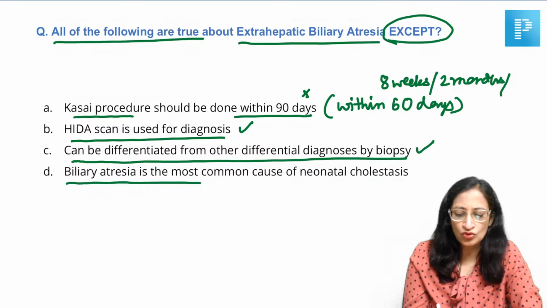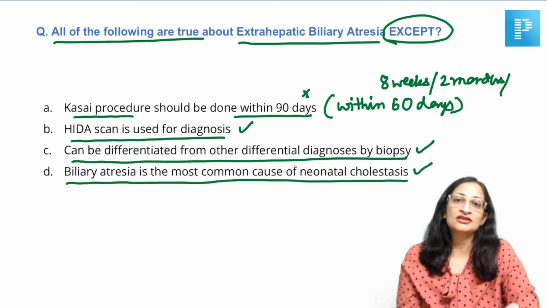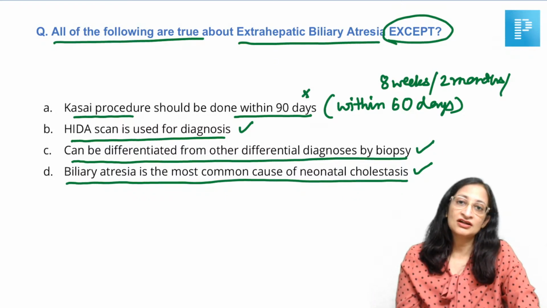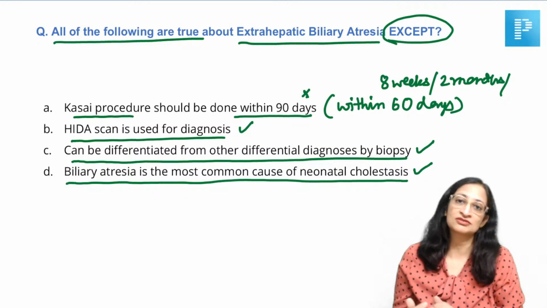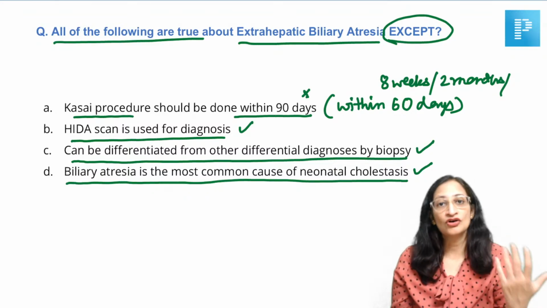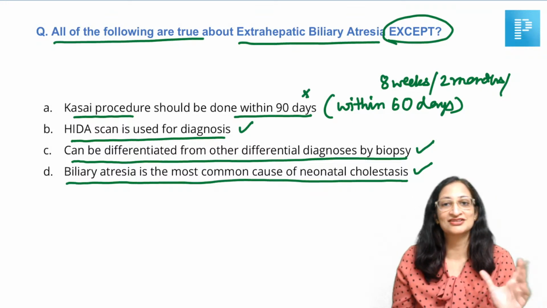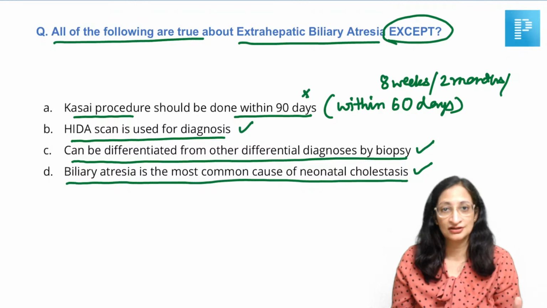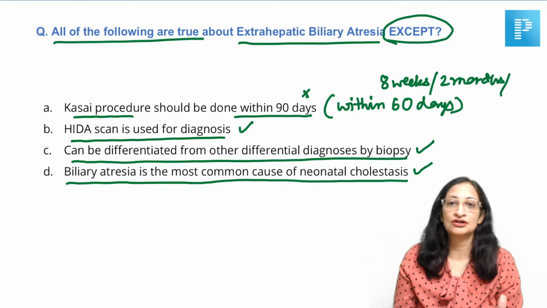Biliary atresia is the most common cause of neonatal cholestasis is also correct. Especially, we have a lot of Western literature available, where biliary atresia is the most common cause of neonatal cholestasis, as reported in various studies. From India, there is a variation. Some of the studies from India also show biliary atresia as the most common cause, while some studies report neonatal hepatitis as the most common cause. But yes, there are studies which report biliary atresia as the most common cause of neonatal cholestasis.